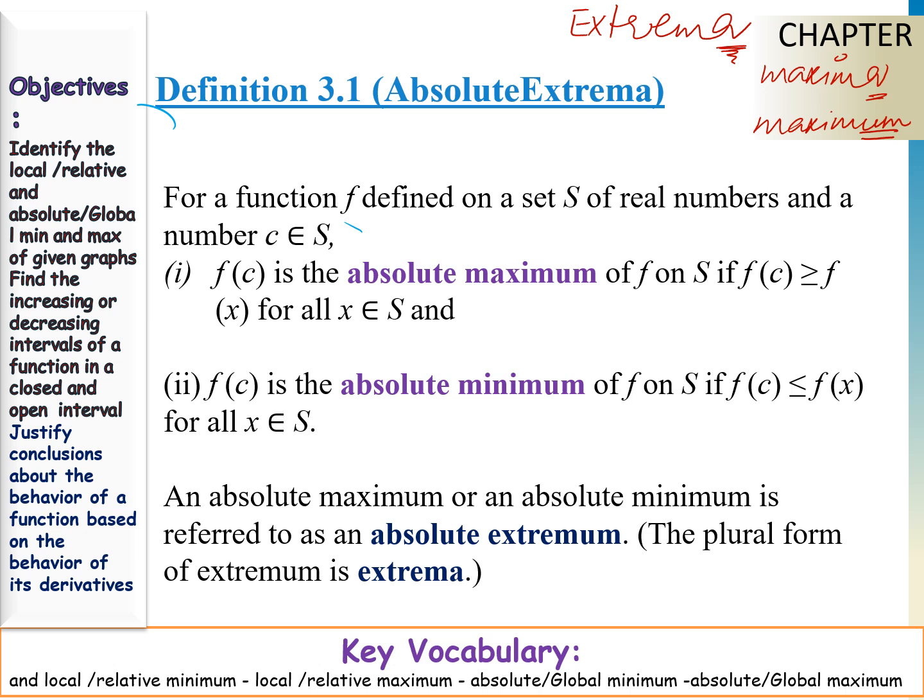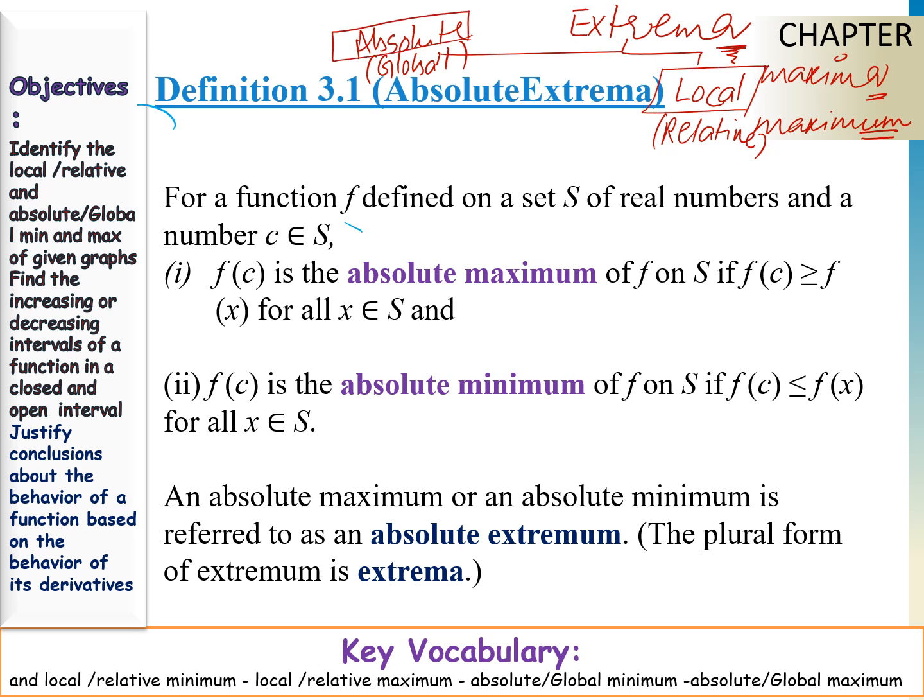So when we talk about the extrema, there are two types of extrema. One is named absolute extrema and the other is named local extrema. Now local has another name, which is called relative extrema. Similarly, absolute extrema can be called global extrema. In your textbooks, we are dealing with absolute and local terminologies, but if you see global or relative somewhere, you should know what they are talking about.